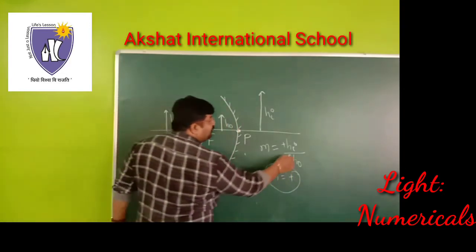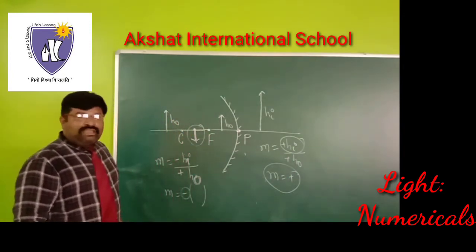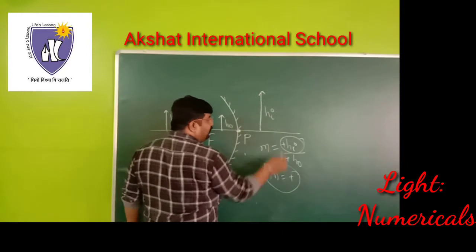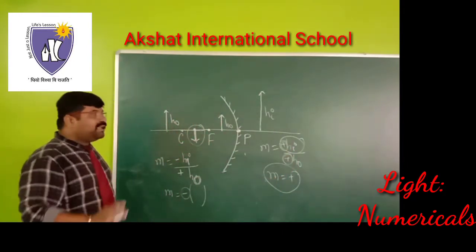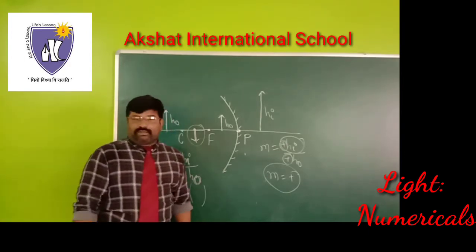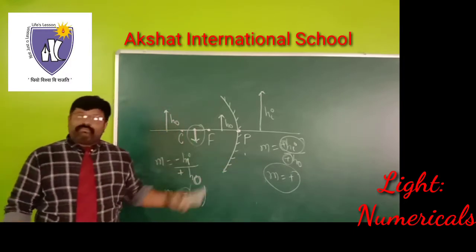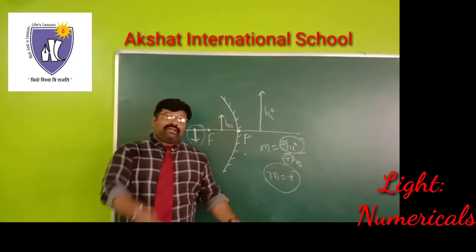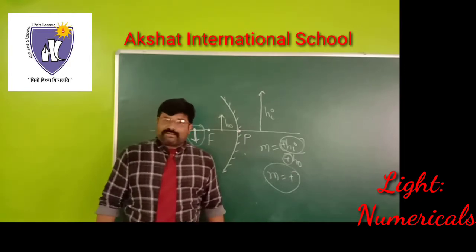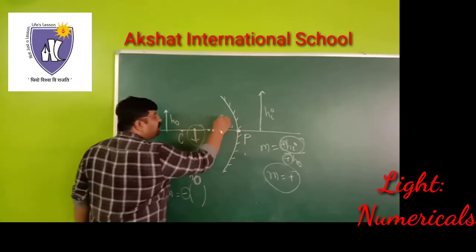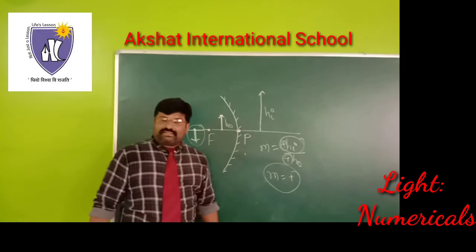Now if we see that the image is virtual and erect, then m will come positive. In any of the cases, whether you take the convex mirror, in both the cases the image is formed behind the mirror, and if it is formed behind the mirror above the principal axis, we can say that the height will be taken as positive. And the object is always kept above the principal axis, so it is always taken positive.